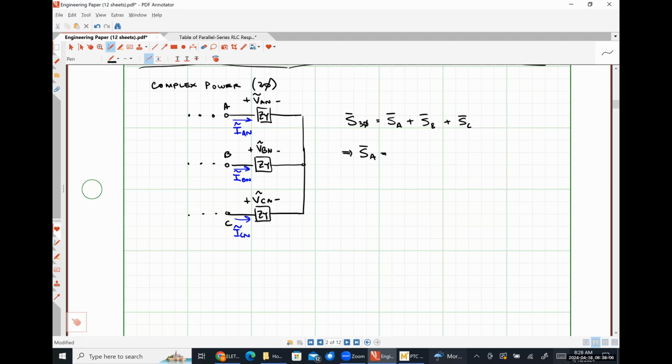Okay. Well, what should SA be? What's our definition for complex power? Fundamental mathematical definition. V effective, I effective conjugate. That's it. So the V effective is an RMS phasor, right? So here, that would be our voltage VAN. So we would have VAN times IAN conjugate, right?